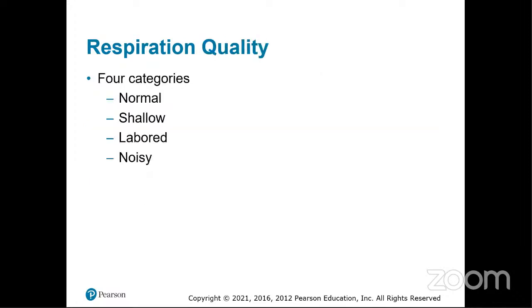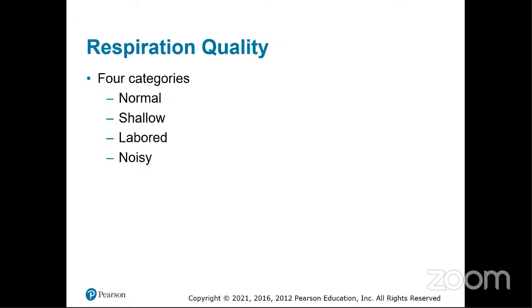So the 4 categories: we've talked normal. That's just you and I sitting here. Shallow, they're not taking a deep breath. It's just those little short breaths and it's not going anywhere. A lot of the times if they're breathing shallow, they're also breathing fast. They take really shallow, fast breaths, and it makes the condition worse. The body tries to up the rate, and the more it ups the rate, the shallower they breathe. It's counterproductive, but that's the way the body's set up to do it.